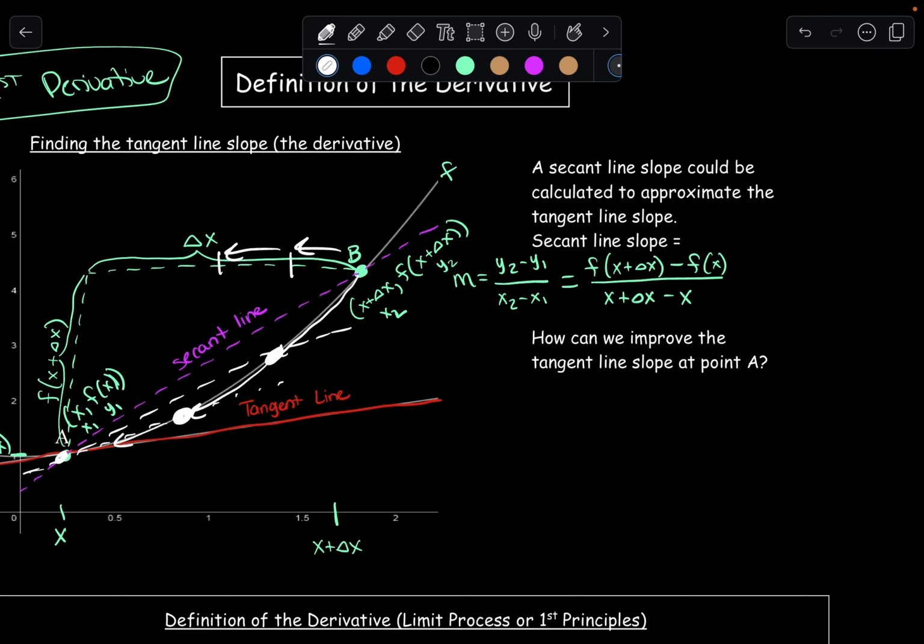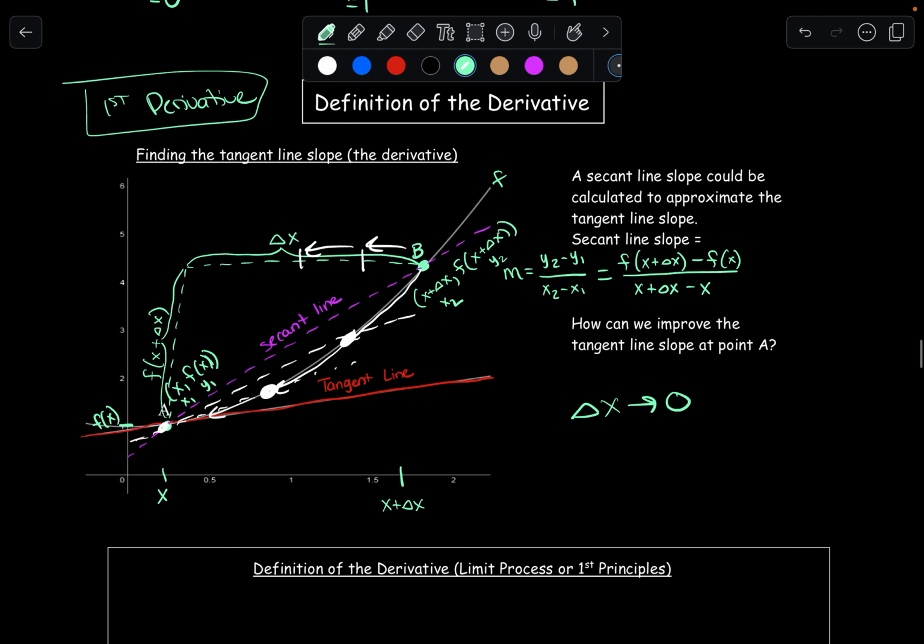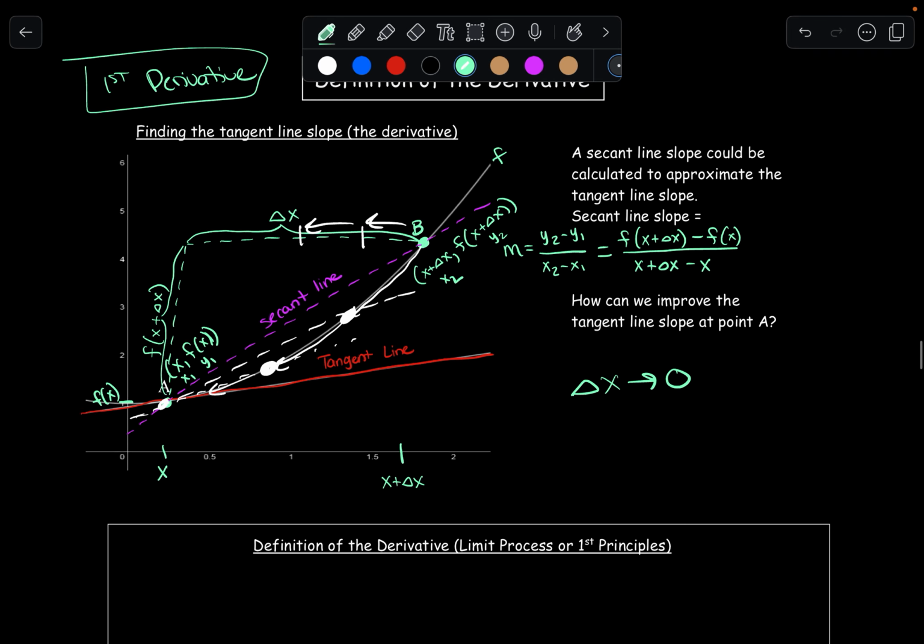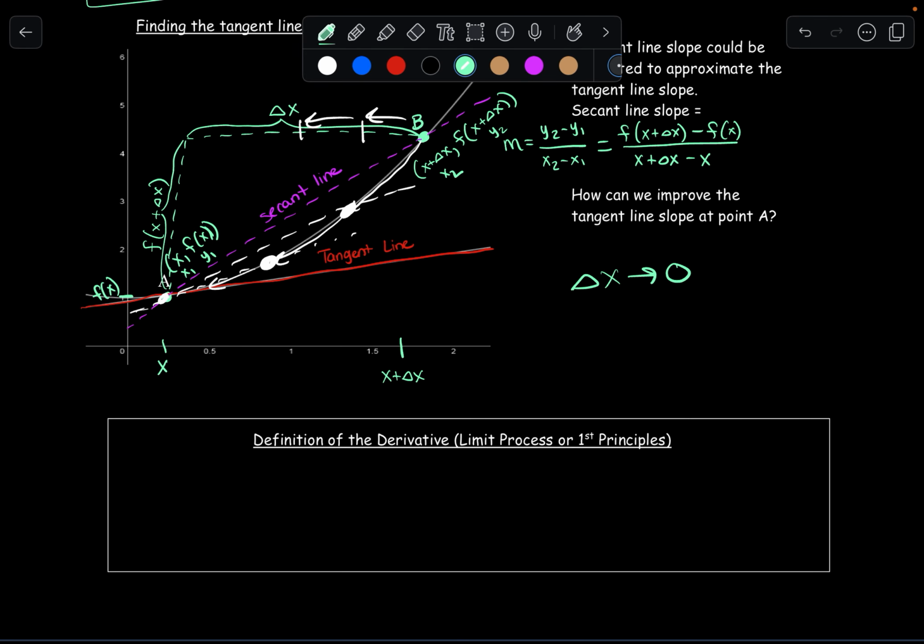So how close can we slide this to A in order to make the slope of that secant line equivalent to the slope of the tangent line? Well, let's make delta x approach 0. So we are going to continue to slide that point B as close to A as we can until delta x, or not until delta x is 0, but it's approaching 0. It's getting really, really close.